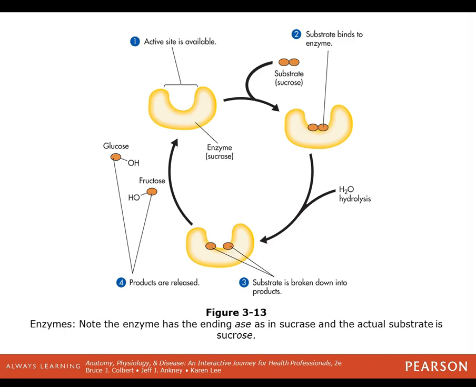So this illustration is out of your book, and it shows that we have an active site available. This is our enzyme. So the substrate, our sucrose, is there, and it jumps on board, and it goes for a ride, and it comes down, and hydrolysis occurs, so the enzyme is assisting this action from happening.